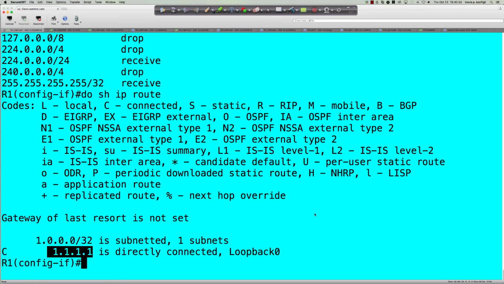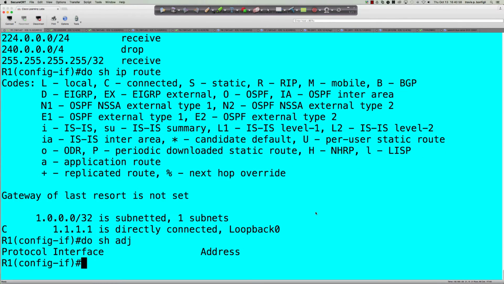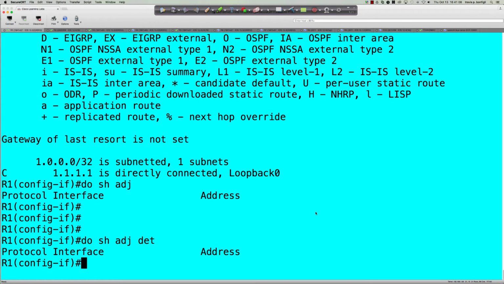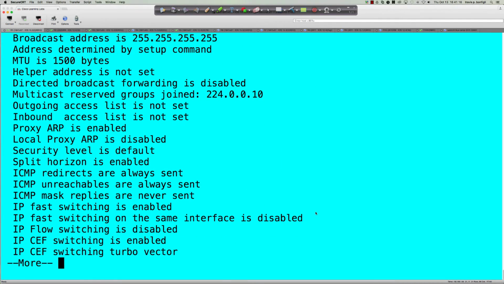connected 1.1.1.1 loopback interface. So let's say do show adjacency. We have nothing, right? Because again, I haven't generated any traffic. The interface on the other side is down. Do show adjacency detail. So full disclosure, right? We've got nothing. So right now we have CEF switching enabled. Do show ip interface Fa0/1. CEF switching is enabled, and this is what we want.